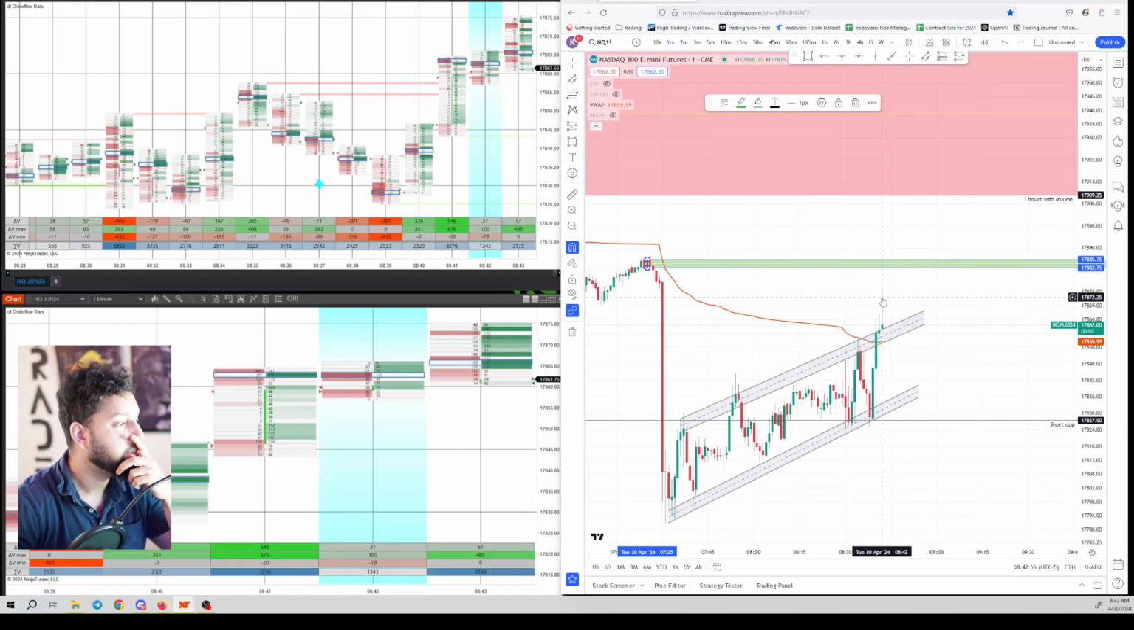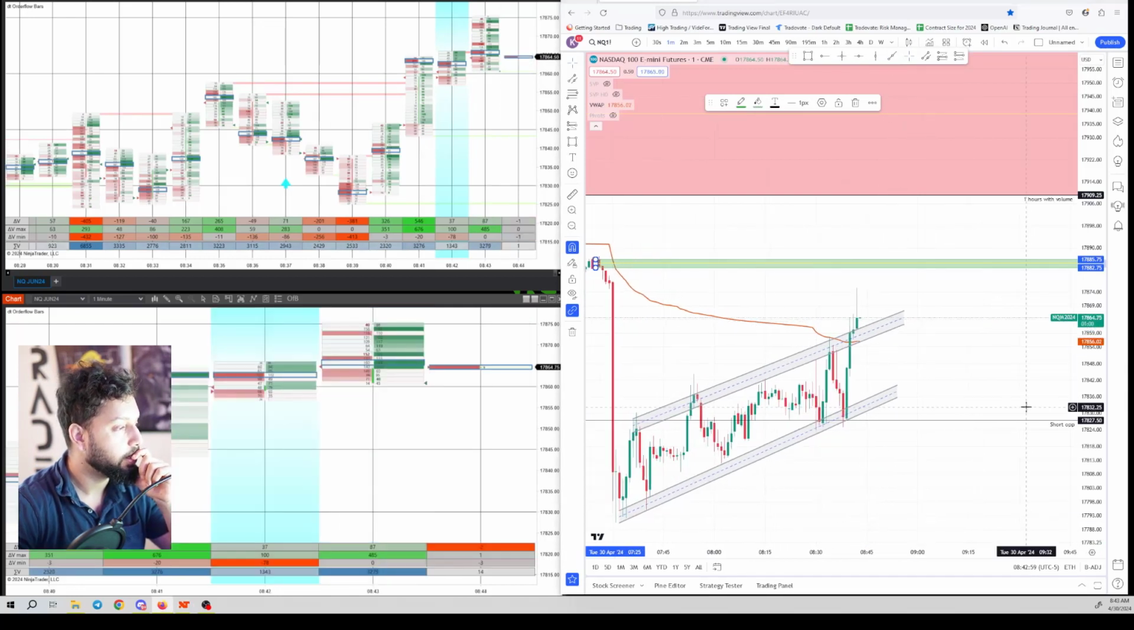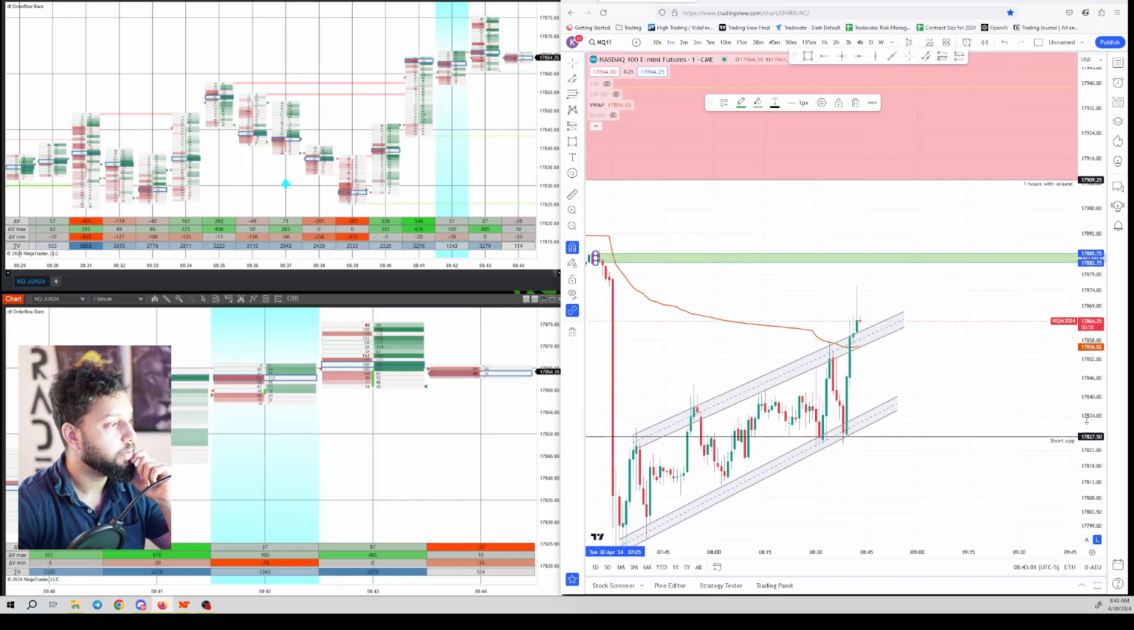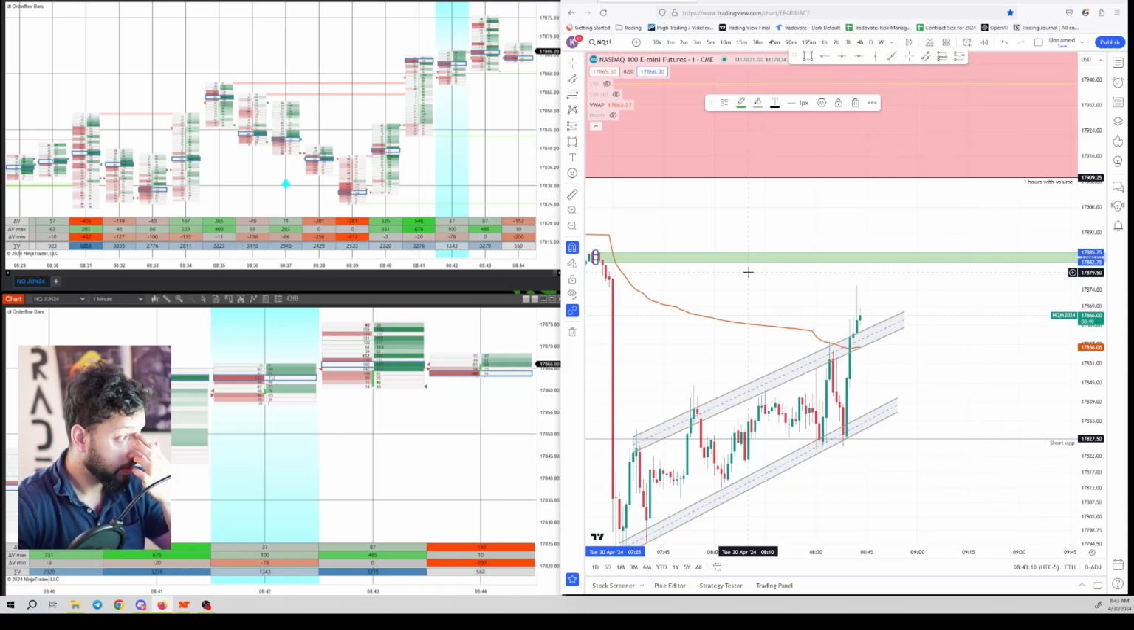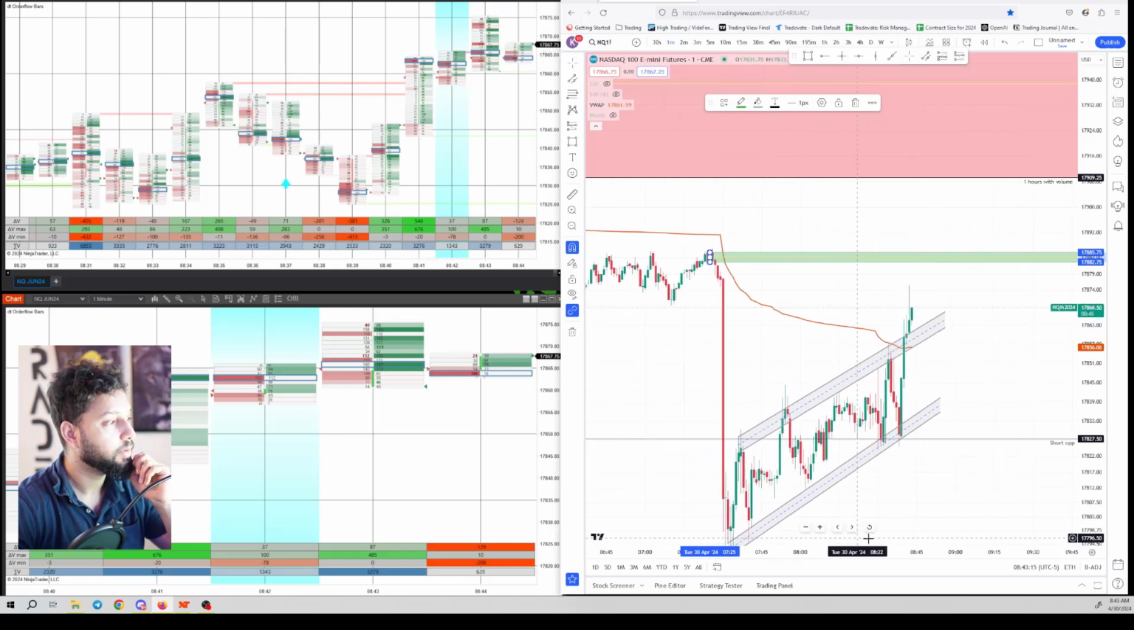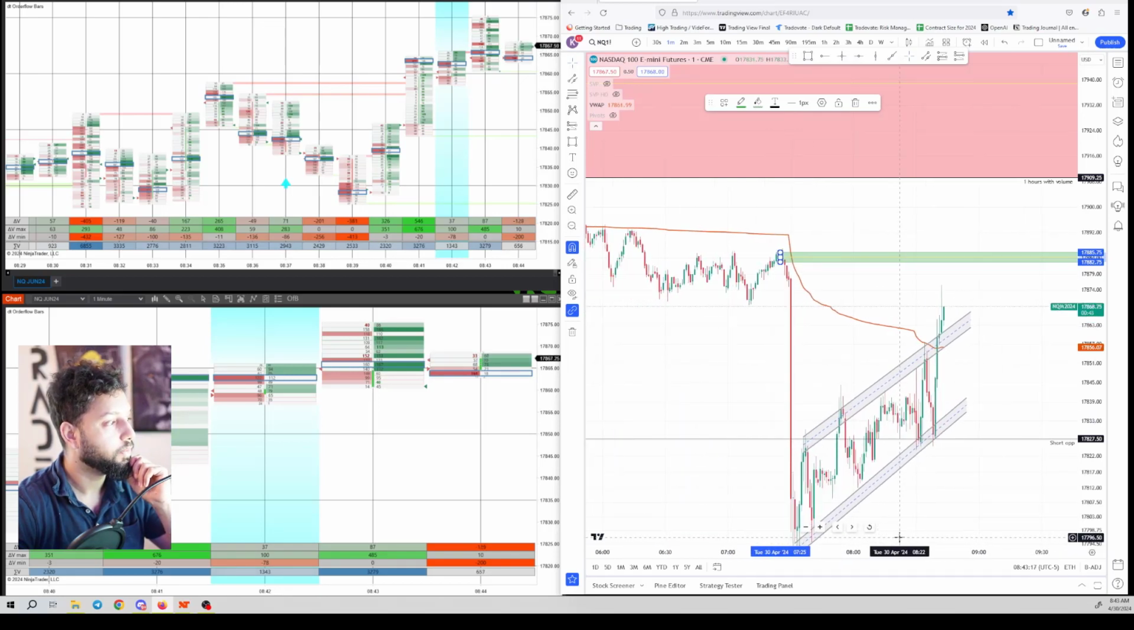I like that rejection, and I want to see if it can cross the VWAP one more time. If it does, I'll be interested in taking the short as well, but if it doesn't, then it will definitely go up. We can wait to see how it reacts to this level. No need to rush the trade.